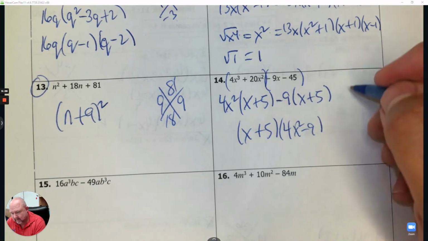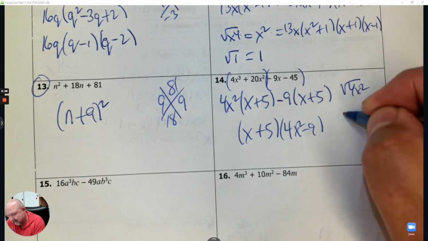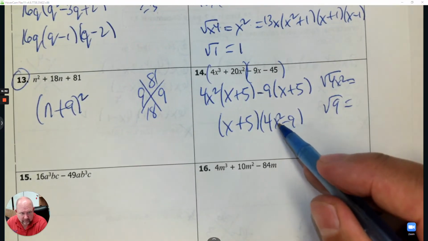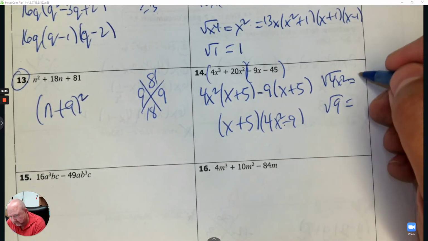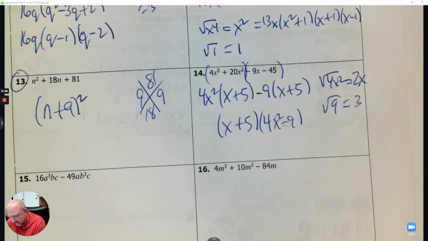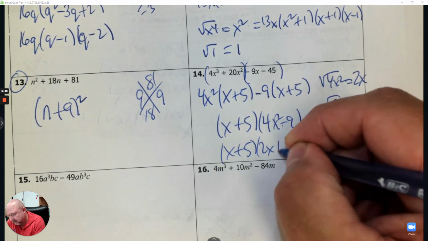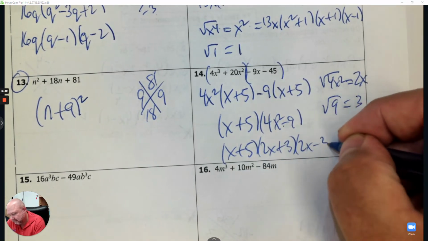Now for fun, 4x squared and 9 is a difference of squares. It's a subtracting binomial, so the square root of 4x squared and the square root of 9 is 2x and 3. So we have 2x plus 3 and 2x subtract 3.